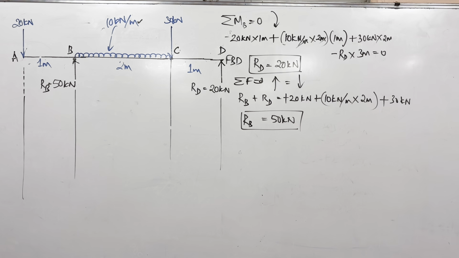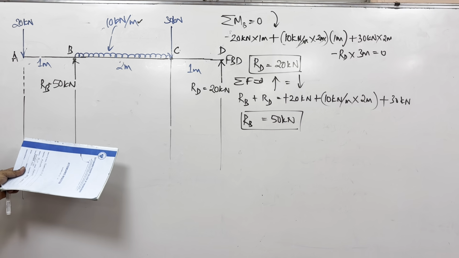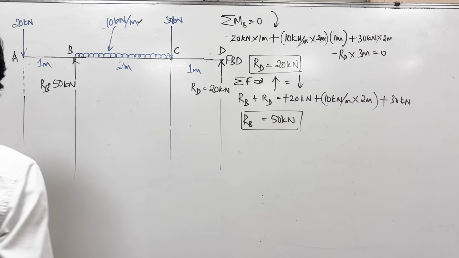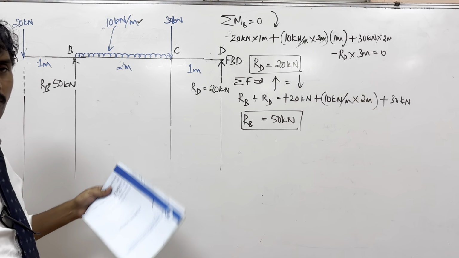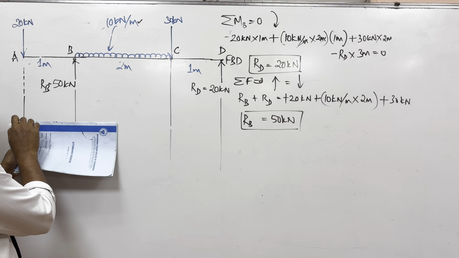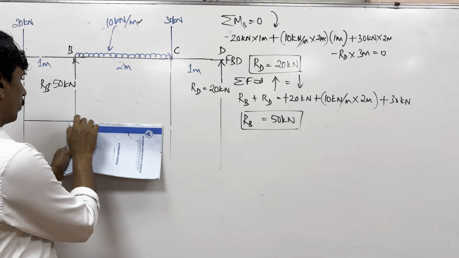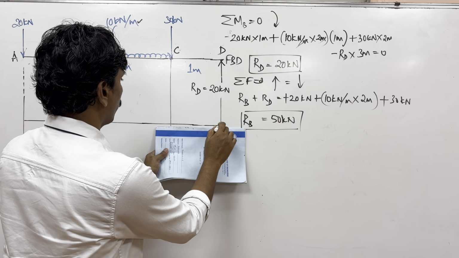And then you need to draw SFD and BMD, the shear force and bending moment diagram. Last time we did not have UDL. It was straight lines. Now we'll have curves. Okay. So draw the zero line here, zero line for SFD.